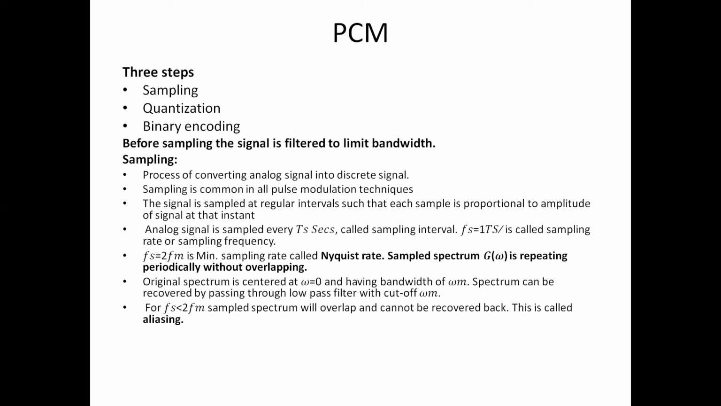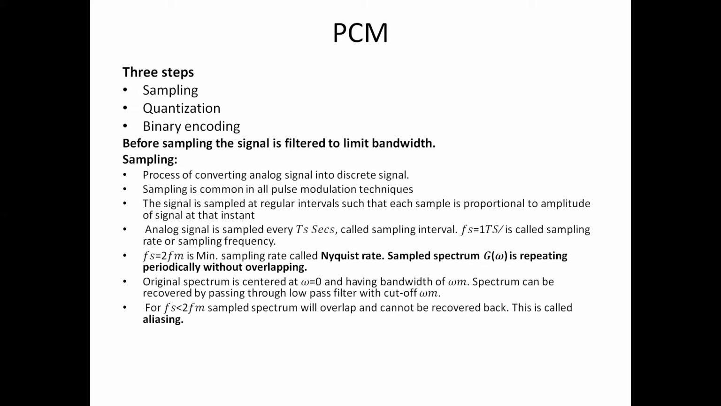The signal is sampled at regular intervals such that each sample is proportional to the amplitude of the signal at that instant. The analog signal is sampled every, say, ts seconds, called the sampling interval, where the reciprocal of this particular value is called the sampling frequency or sampling rate. And we know that fs equal to 2 fm, where fm is the maximum frequency component in the signal, is the minimum sampling rate. It is also called the Nyquist rate.